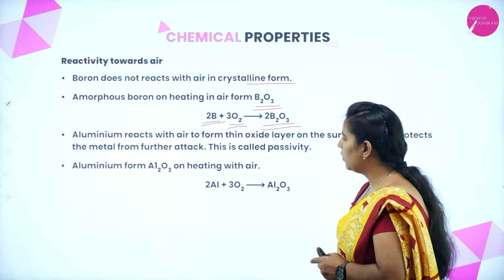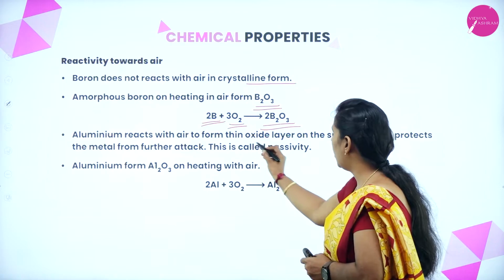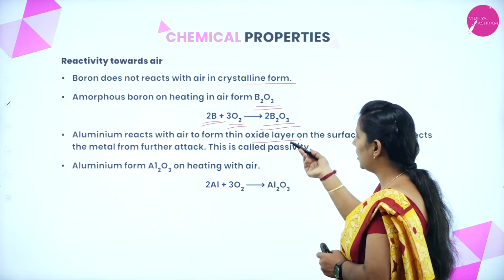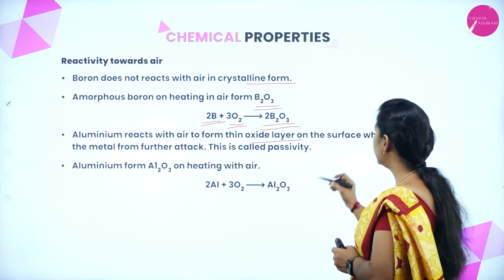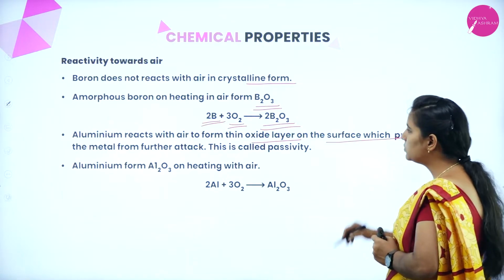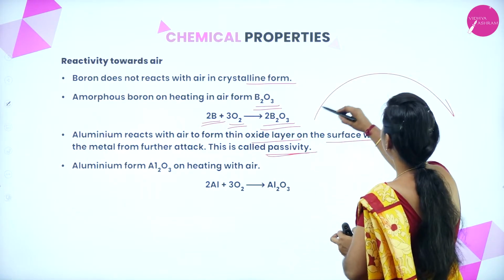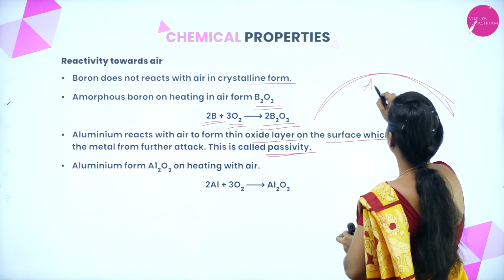Aluminium can also react with air to form an oxide layer. When it reacts with oxygen, it forms an oxide layer on the surface which protects the metal from further attack. This is also known as passivity. If you take aluminium, imagine this is an aluminium metal.